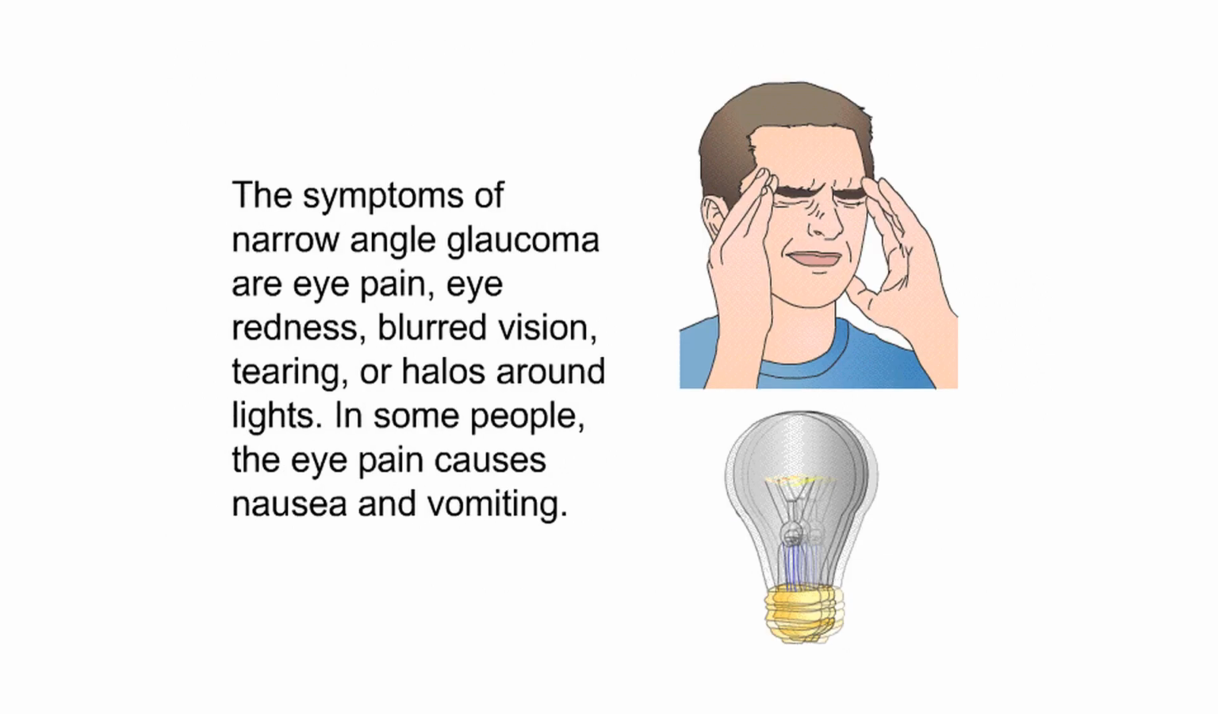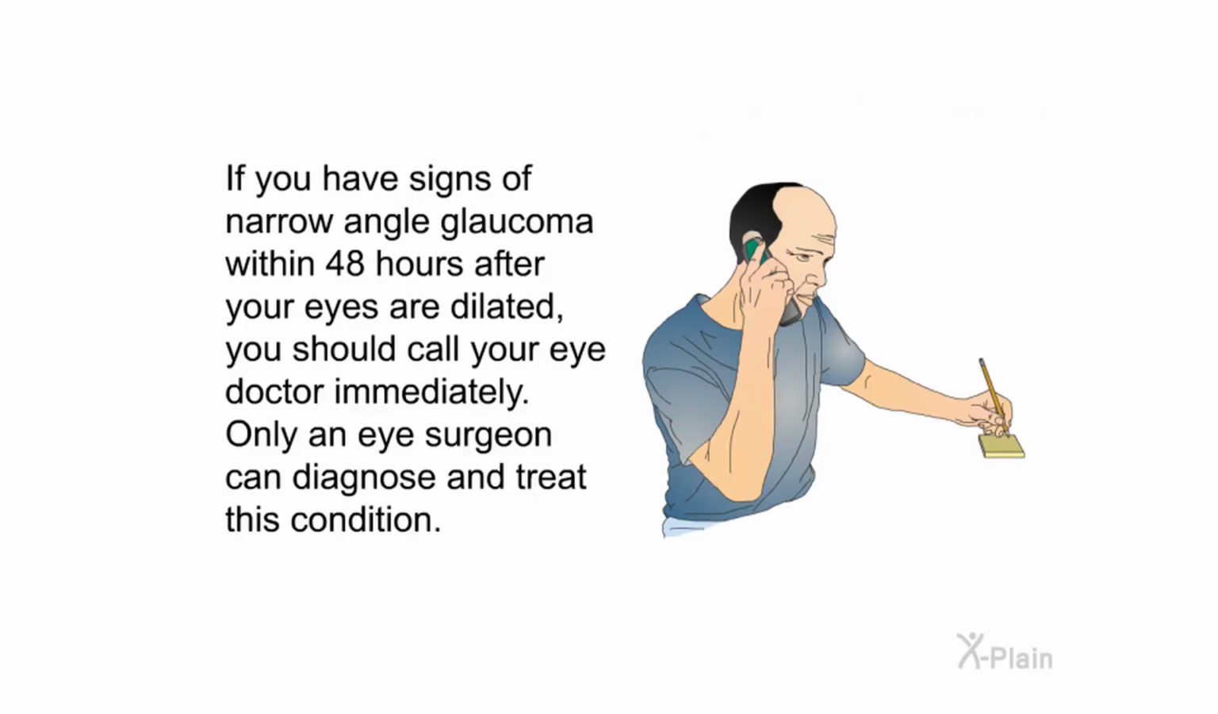The symptoms of narrow-angle glaucoma are eye pain, eye redness, blurred vision, tearing, or halos around lights. In some people, the eye pain causes nausea and vomiting. If you have signs of narrow-angle glaucoma within 48 hours after your eyes are dilated, you should call your eye doctor immediately. Only an eye surgeon can diagnose and treat this condition.